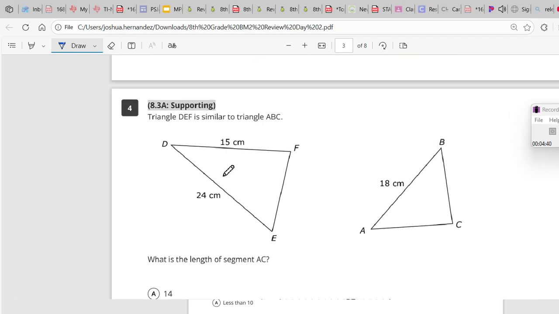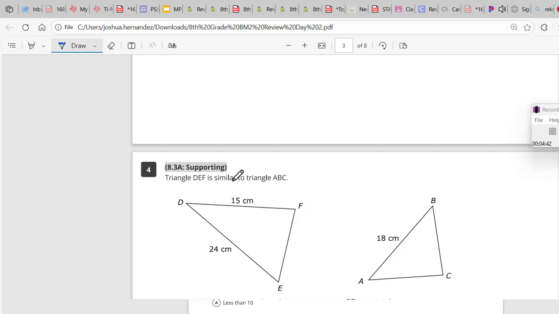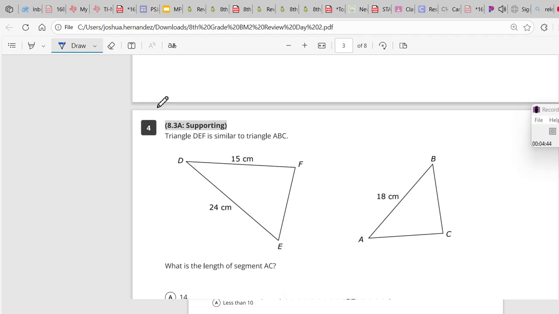I use 2 triangles with a length segment of AC. It's very important that you read this up here: DE goes with AB. So we're going to go with 24. I'm going to write that down. Let me just show you what I'm saying here. DEF goes with ABC. So DE goes with AB, so 24 goes with 18.